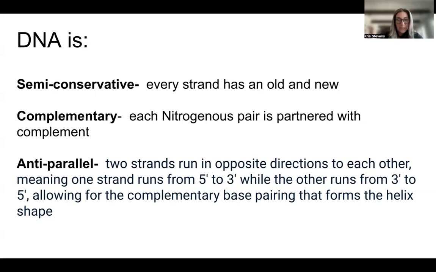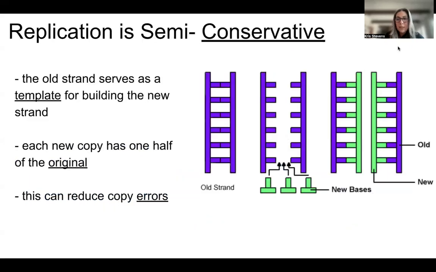It runs opposite. Anti-parallel. So DNA is semi-conservative, and this shows you the old and the new. Old strand is here. It opens up, and then the new bases come in, and this means it's semi-conservative. You are saving, kind of, okay? The new bases come in and fill in, and then you have an old strand and a new strand.